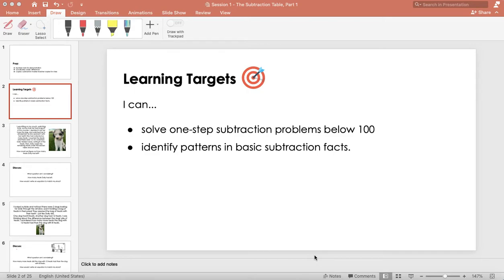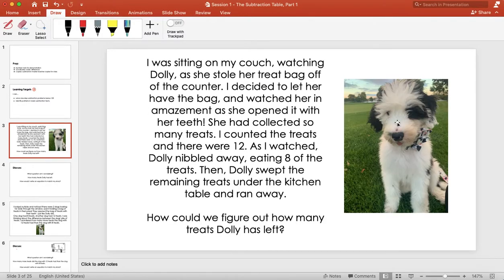Math, we are going to learn how to solve one-step subtraction problems below 100 and identify patterns in basic subtraction facts. So we're going to start doing that by practicing a word problem about Dolly.